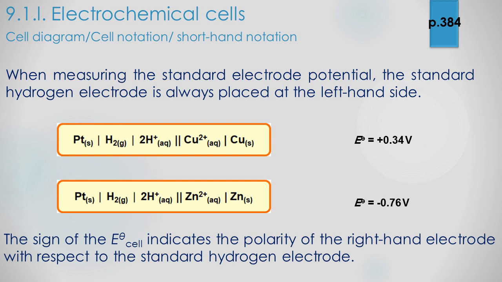So the sign of the E0 of the cell indicates the polarity of the right hand side with respect to the standard hydrogen electrode, whether it's more reactive or less reactive. If the E0 is more positive, then the metal is less reactive than hydrogen. If the E0 is negative, then the metal is more reactive than hydrogen.